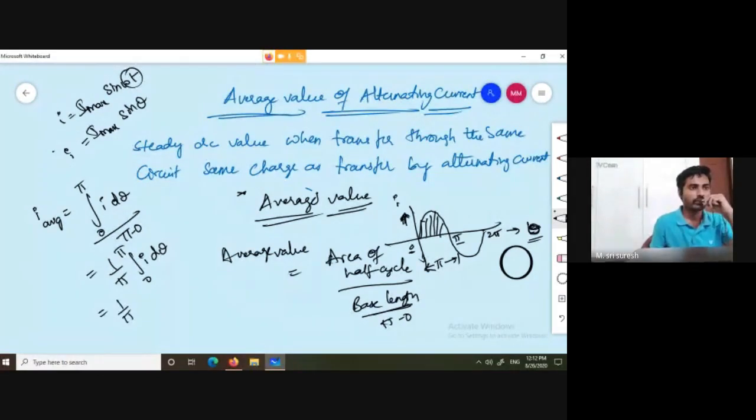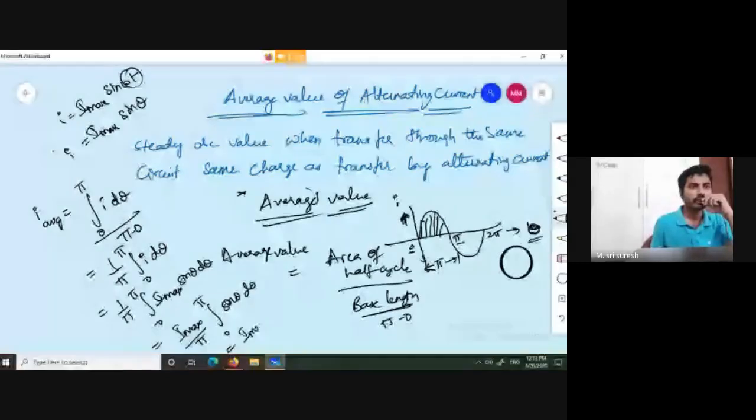So 1 by pi integral 0 to pi of I max sin theta d theta. Take out I max. So I max by pi, integral of 0 to pi of sin theta d theta. What is the integration of sin theta? Minus cos theta. So you can write I max by pi, the integration of sin theta, which is minus cos theta, with limits 0 to pi.